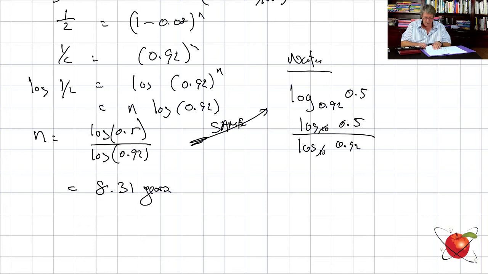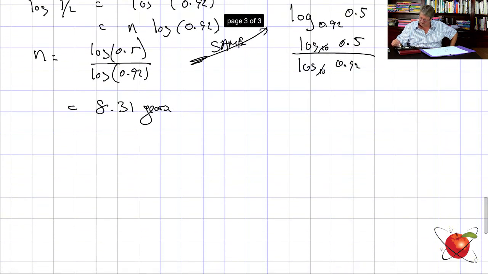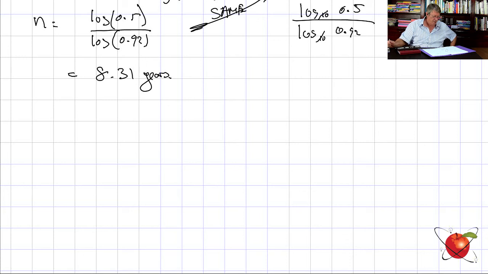$8.31 years is in fact that for it to halve its value. We'll get this eventually to go up, won't we?